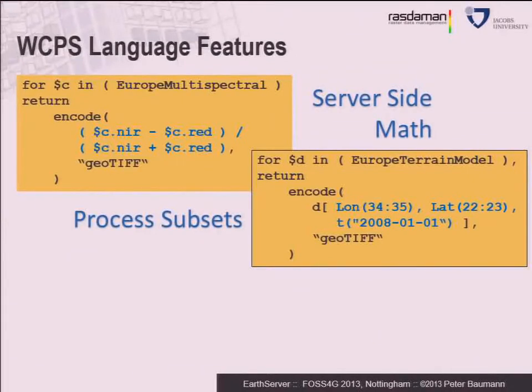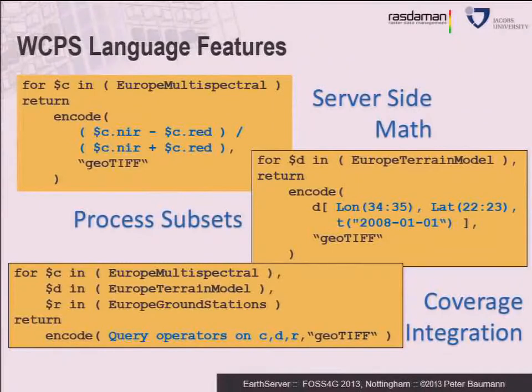Obviously, if your coverage is large, you want to subset it to a predefined area of interest. The query language allows for that, so you can specify subsetting in the coordinate reference system in which the coverage is stored and defined. Here, the example is latitude, longitude, and time for a three-dimensional cube of data. Another interesting thing is that you can integrate different coverages together by specifying them as different variables in the query and provide operators over these different coverages into the single query to provide an integrated result.